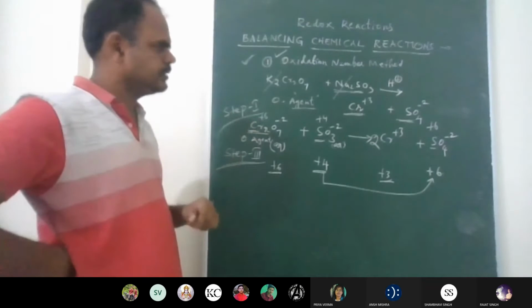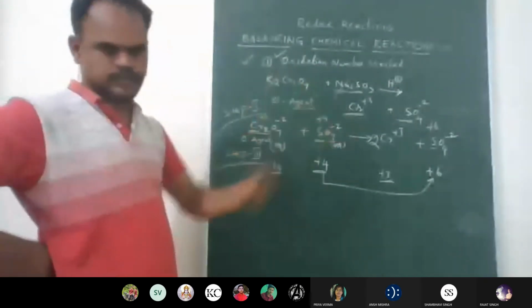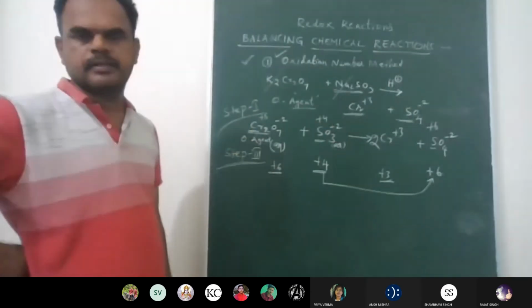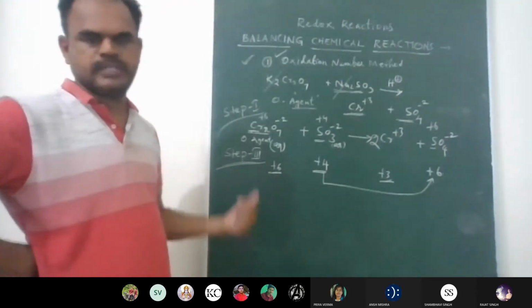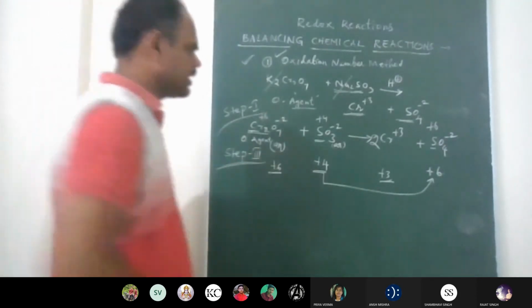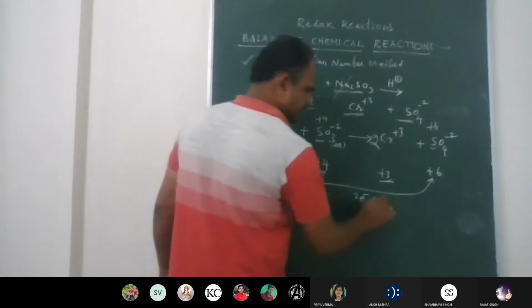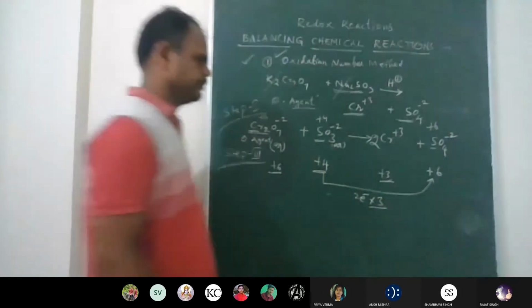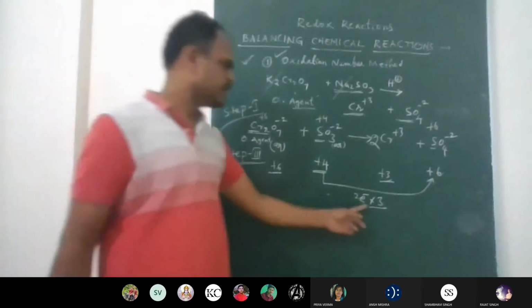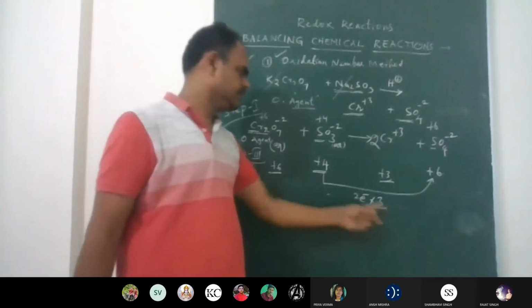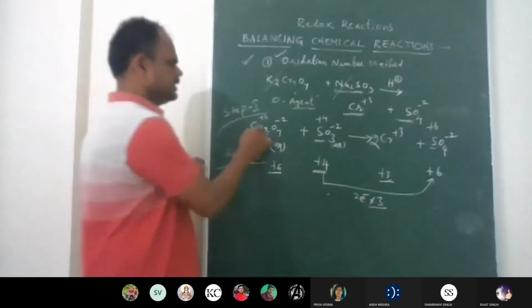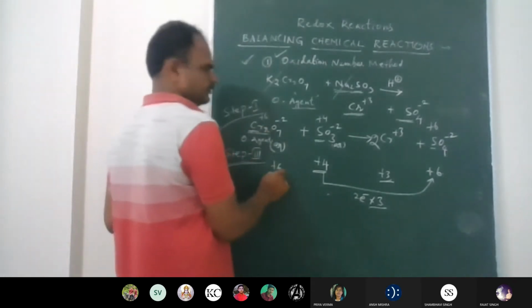2 into 3, 6. For the sulfate will come, no? Here 2 electrons. These 2 electrons multiplied with 3, no? Number of electrons are balanced. 2 into 3, 6 electrons. And the chromium atoms also, so 3 electrons, 3 into 2, no?